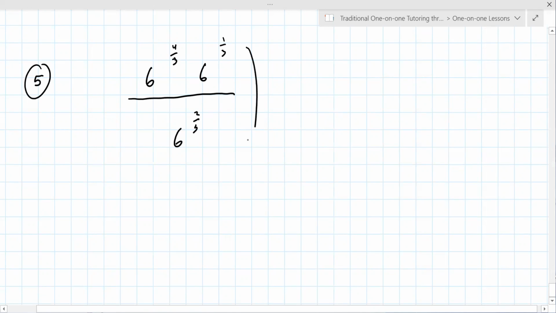Okay, so let's look at number 5 now. See if I can come up with one here. 6 to the 4/3, 6 to the 1/3 over 6 to the 2/3, all to the power of 1/2. Actually, let me make it 1/6. Let me change that. There you go. That looks good.